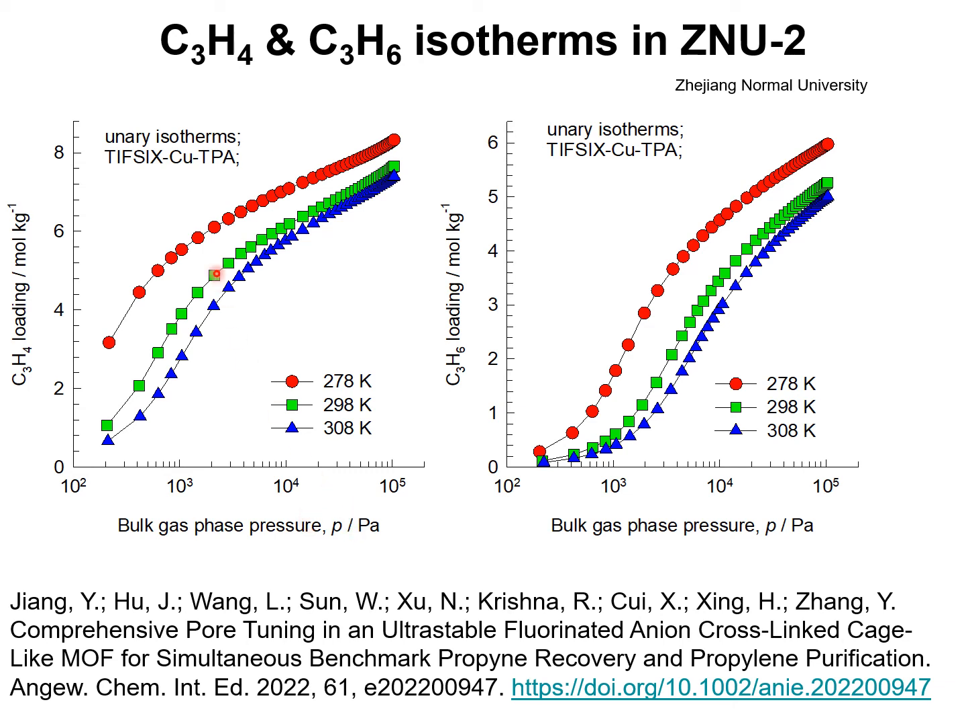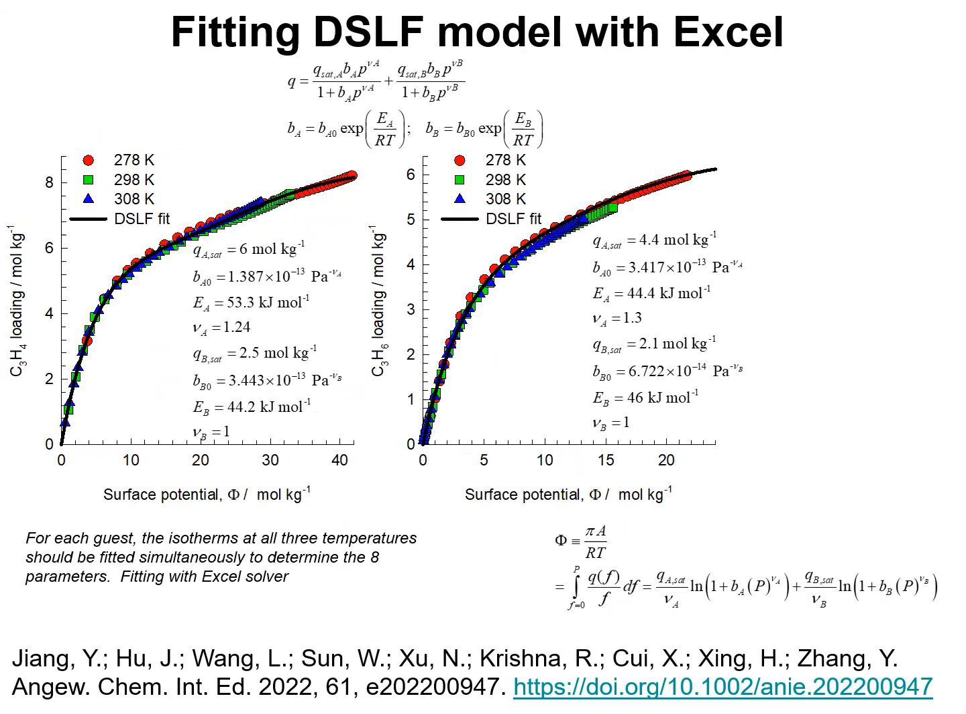Now, what I generally do is to fit the data at the 3 different temperatures simultaneously using the Excel solver. Let's see how we do that. Let's fit the experimental data at the 3 different temperatures using the dual site Langmuir-Freundlich model. Now, the parameters BA and BB are taken to be temperature dependent, with the energy parameters EA and EB. So for each guest species, there are 8 parameters to be fitted. QA sat, BA naught, EA, nu A, QB sat, BB naught, EB, and nu B.